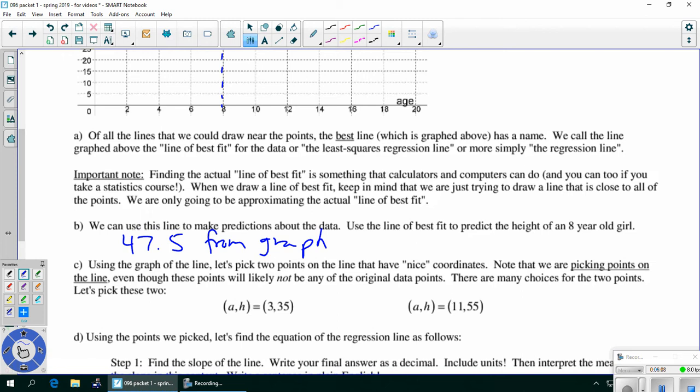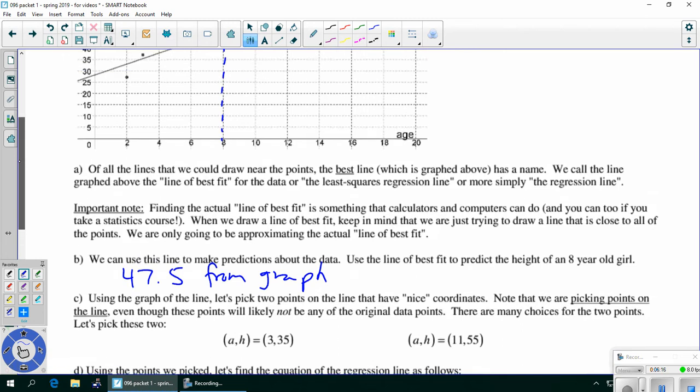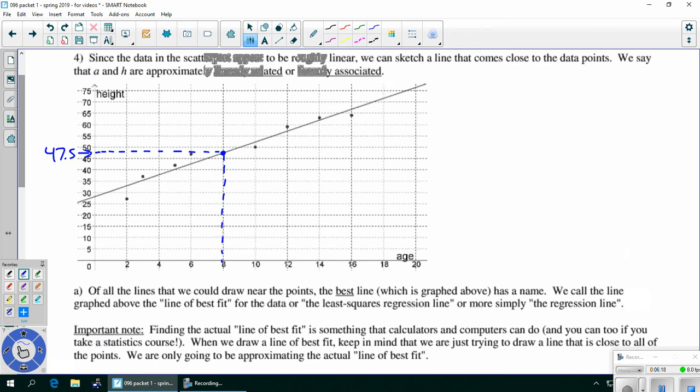Using the graph of the line, let's pick 2 points on the line that have nice coordinates. Note that we are picking points on the line, even though these points will likely not be any of the original data points. So what we're looking for, as we trace this line, are any points that are on this line that are also on the background grid? For example, you could pick this point right here, and you could estimate the x coordinate and the y coordinate. But I would rather not estimate. I'd rather pick a point whose coordinates are easy to read. For example, this point right here.